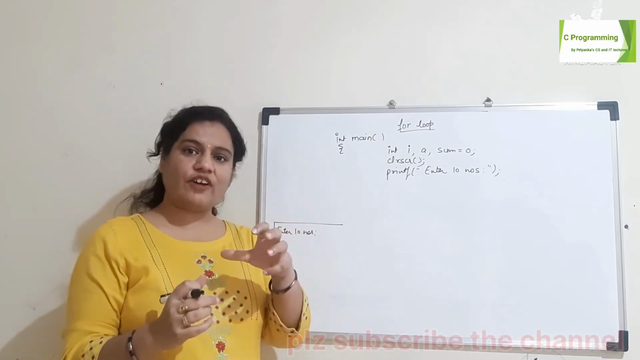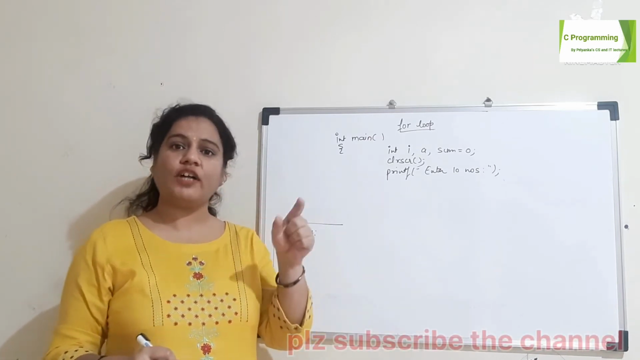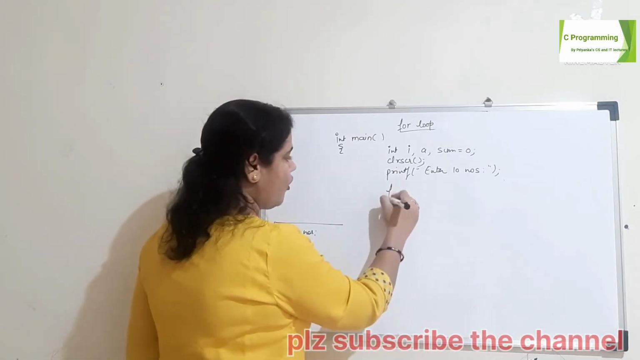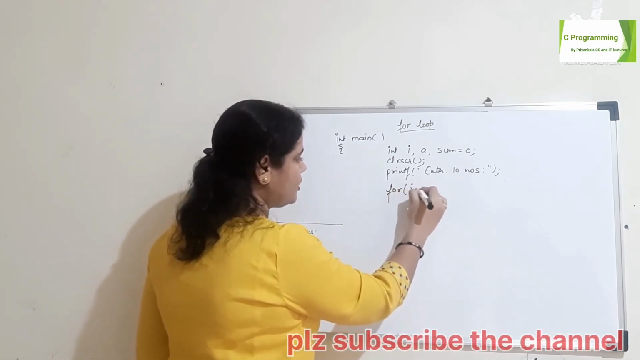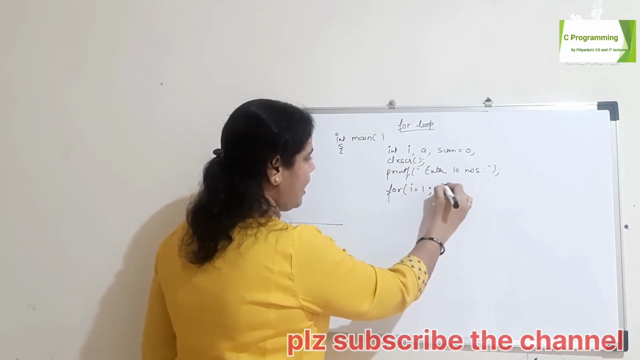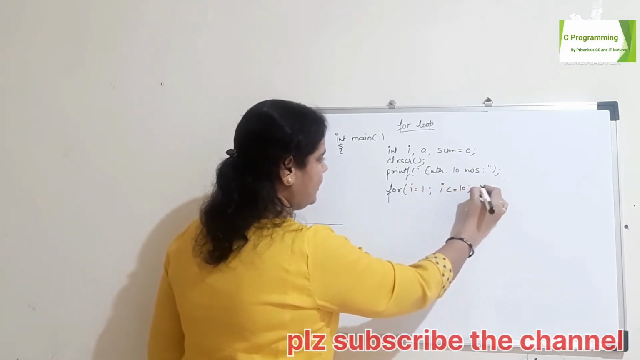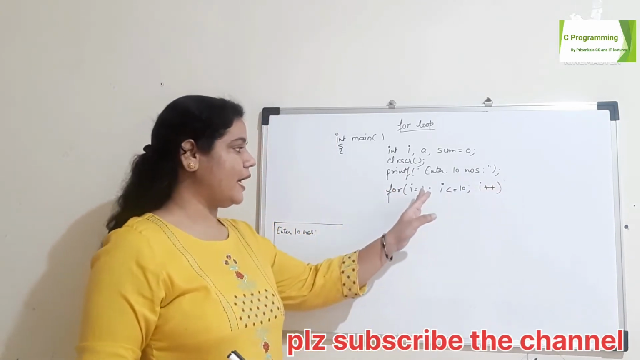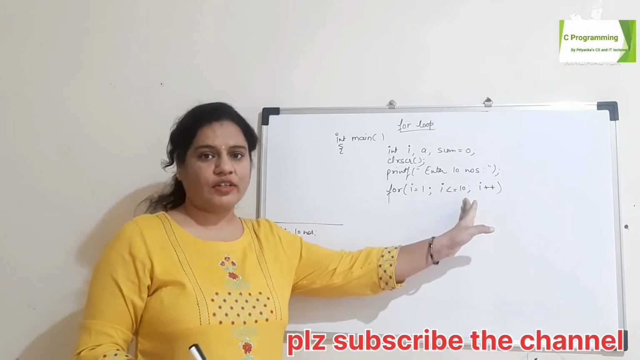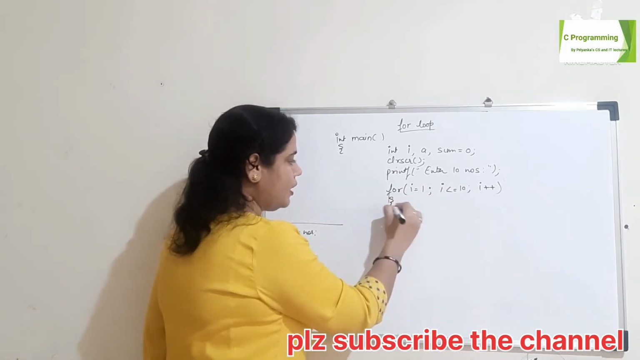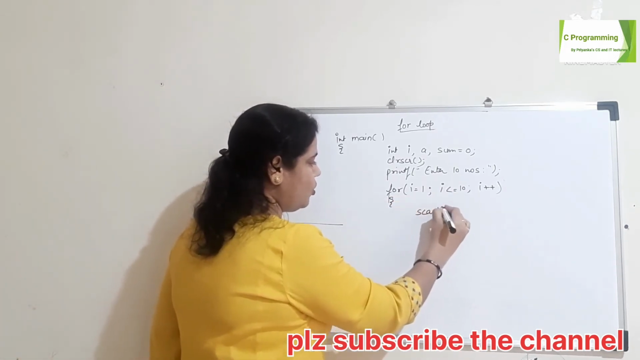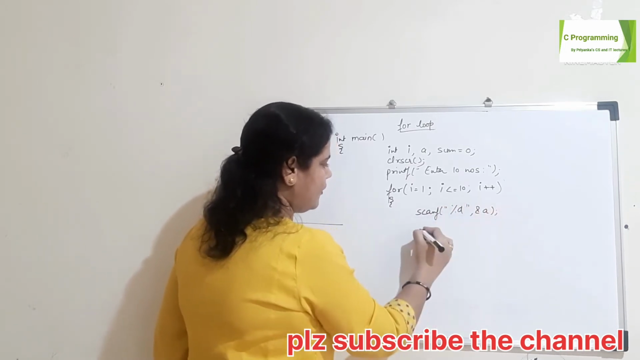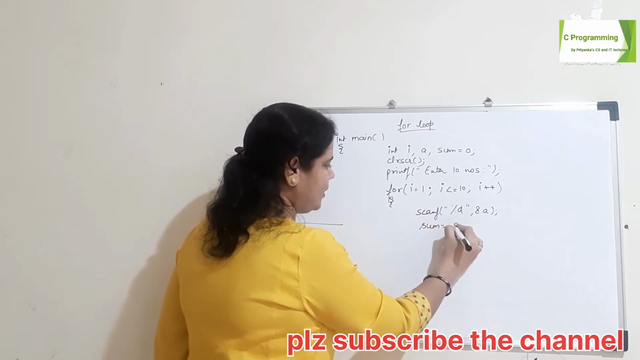It means the scanf function we have to write inside a for loop, because this is our iterated statement. For i equal to 1, i less than equal to 10, i plus plus means I need to run my loop 10 times, from 1 to 10. This is the iteration. First of all, I need to scan the value, %d, &a.